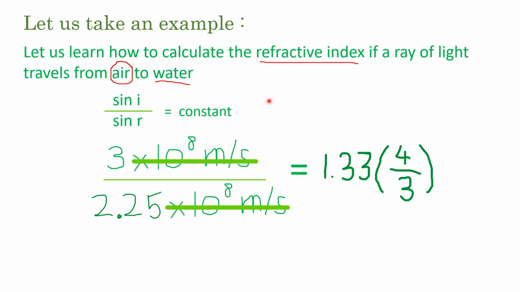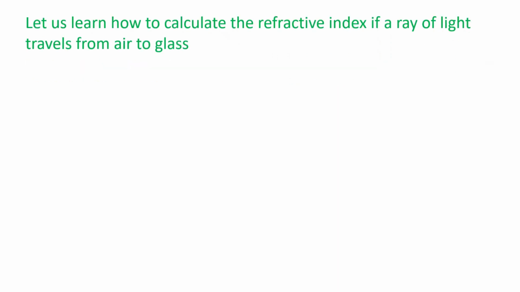Now, this is how you calculate the refractive index of a substance. That is, refractive index of water is speed of light in air divided by speed of light in water, which will give you an answer, and that answer is the value. It does not have a unit. Very important. Let us move ahead. Let us learn how to calculate the refractive index of a ray of light which travels from air to glass. Now if you want, you can pause the video and try to calculate it on your own.